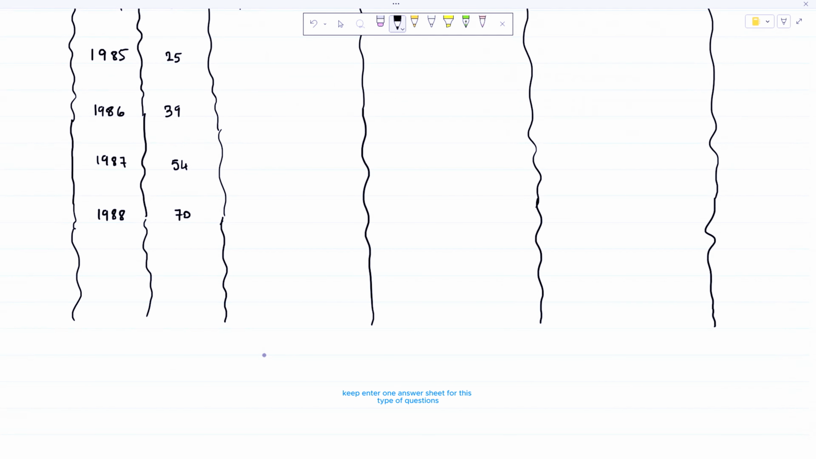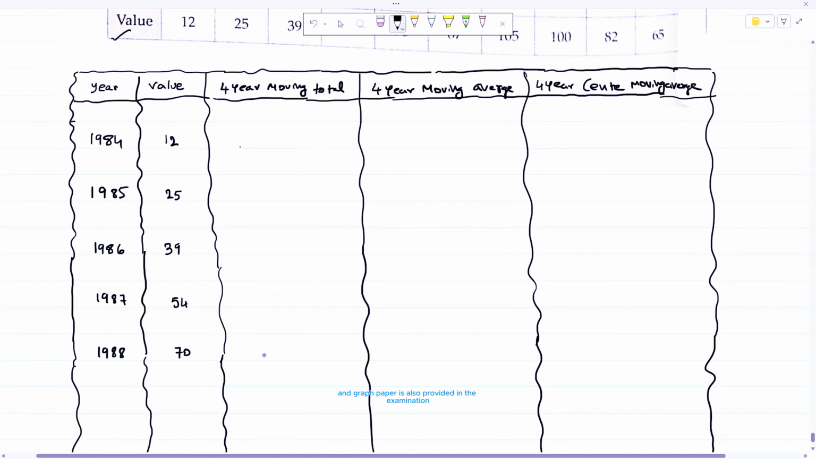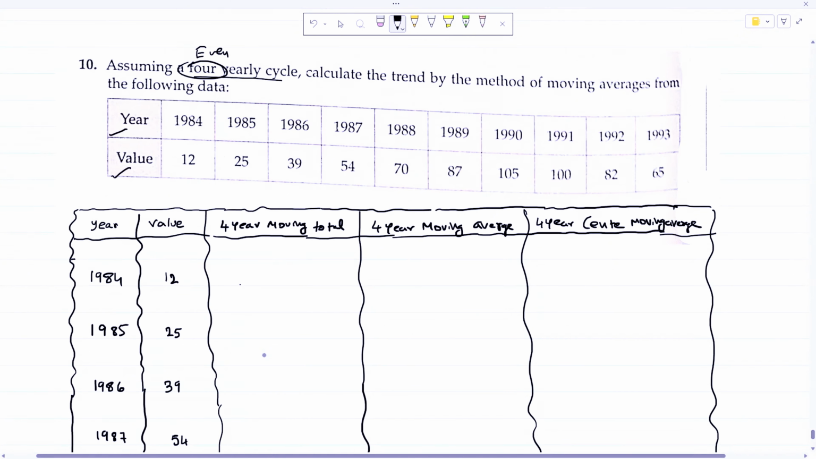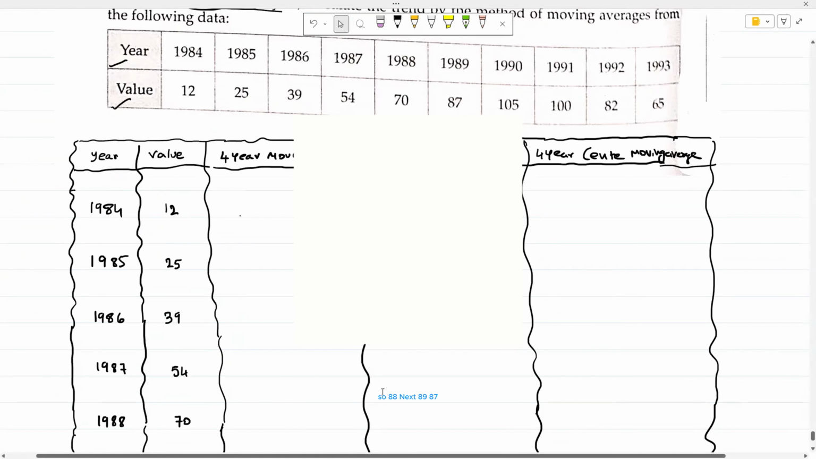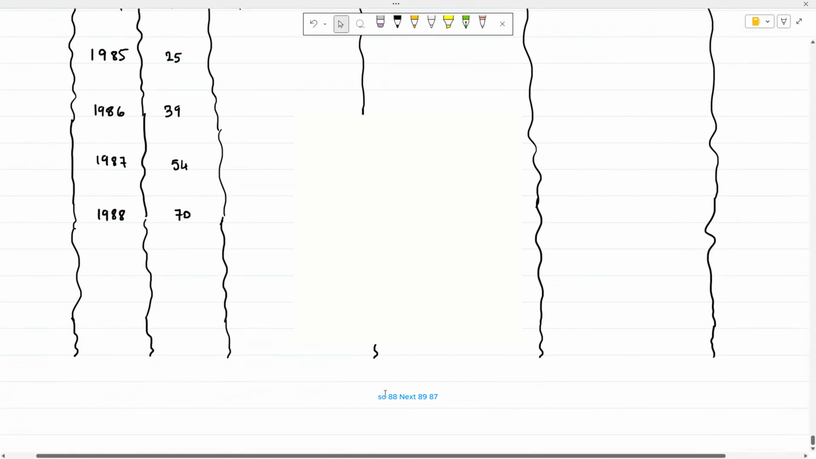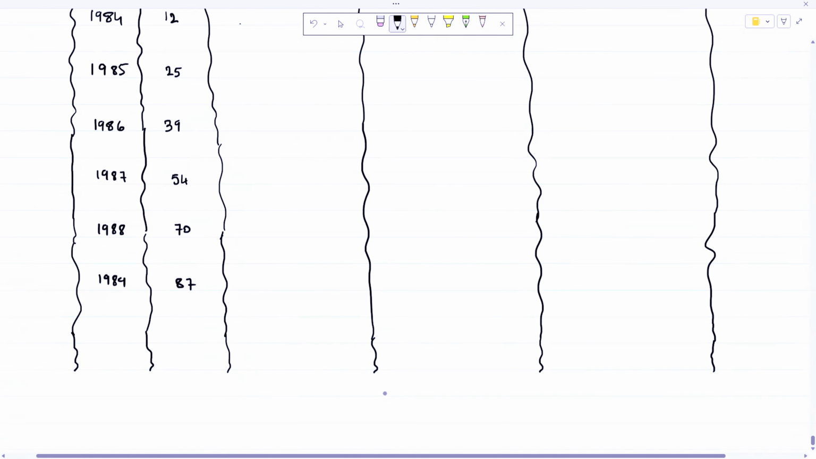Keep an entire answer sheet for this type of question. And graph paper is also provided in the examination, so try to create the graph on the given graph paper. Otherwise, one paper will be allotted for creating the graph. So 88, next 89, 87. Keep in mind that you should leave one row between each entry.